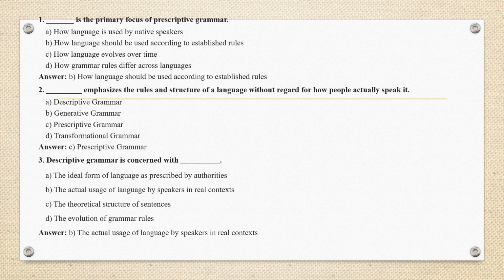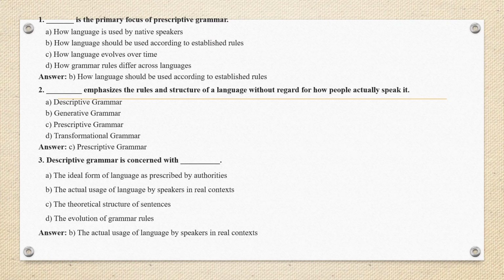So here are a few questions for the discussion. Dash is the primary focus of prescriptive grammar. So prescriptive grammar is the grammar that defines a set of rules to be followed while using a language. So our answer is option B, how language should be used according to established rules.